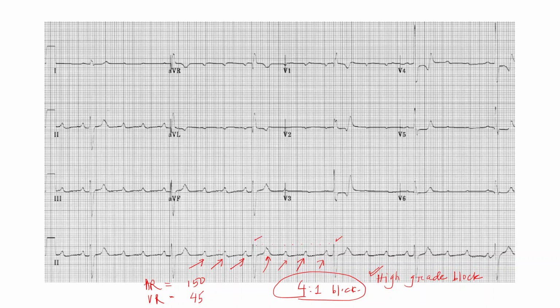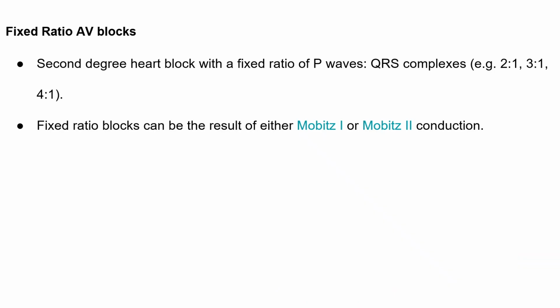Here you need not mention whether it's a Mobitz type 1 or type 2 block. You can just tell high grade block. It's a 4:1 block. So fixed ratio block, I have already discussed about this, 2:1, 3:1, 4:1 block. Fixed ratio block can be the result of either Mobitz type 1 or type 2, and sometimes it is very difficult to tell whether it's a Mobitz type 1 or type 2 block if you do not have the previous ECGs.